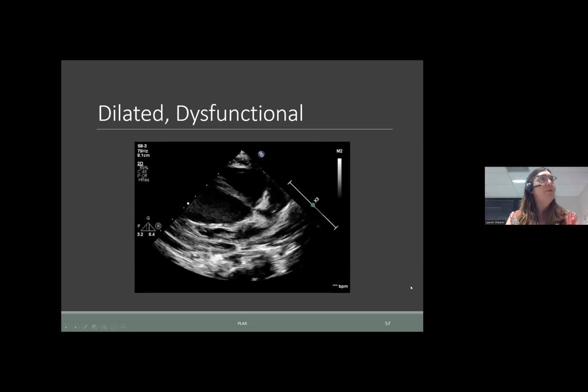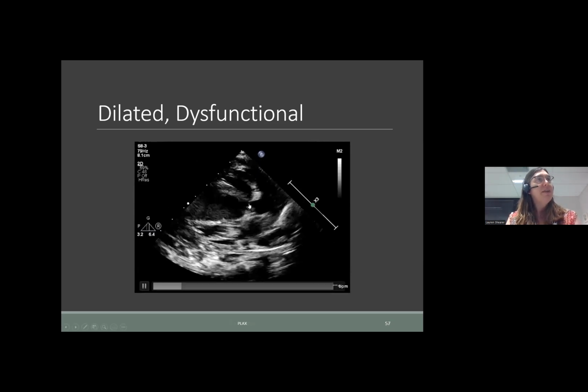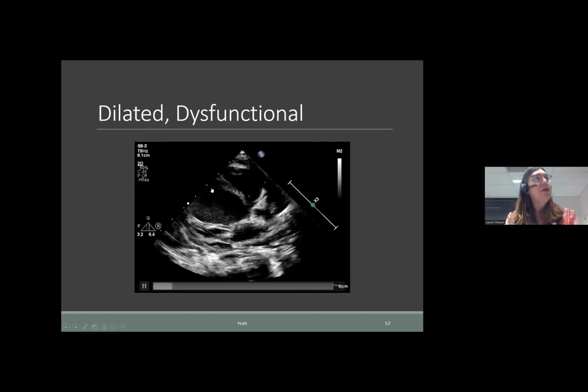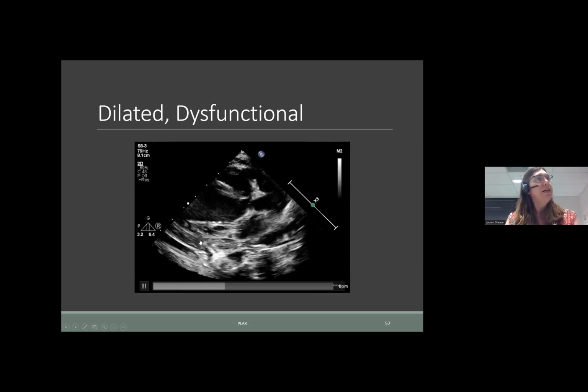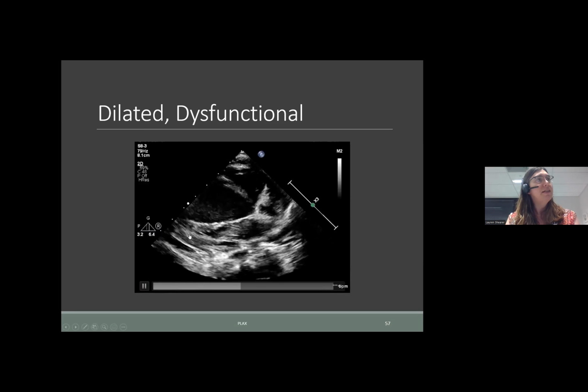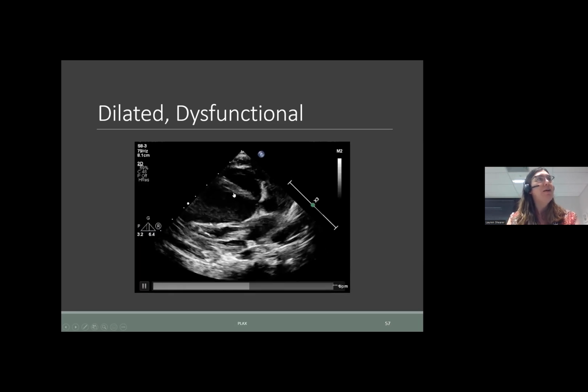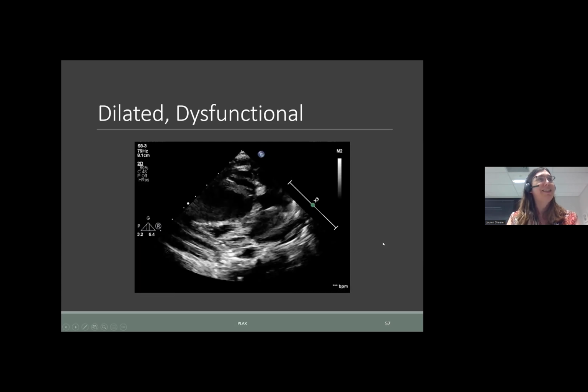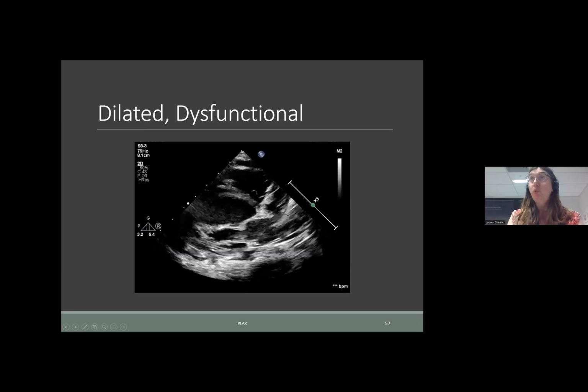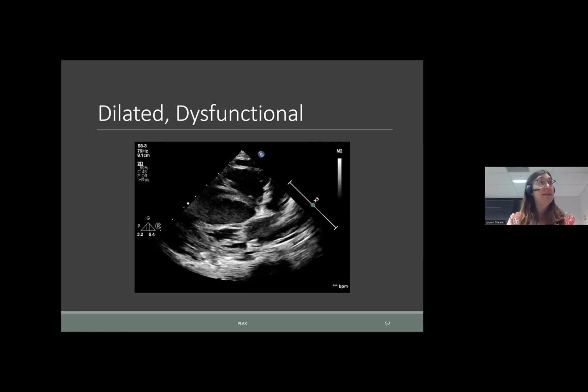Moving to the apical long view, we see something quite different from that previous view. We see that this muscle here is working, but if I can convince you here, this is just rocking backwards and forwards. We actually also have a distended left atrium, and there's a big size mismatch here where the left ventricle is quite large.